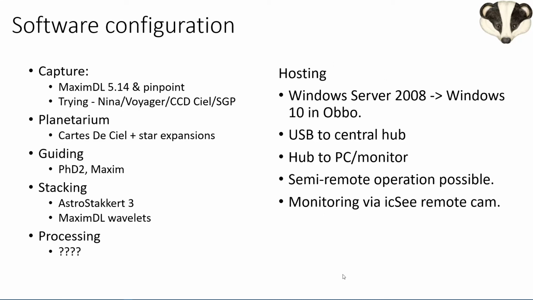Okay, and this is how I use it. I have Maxim and Cartes du Ciel as my planetarium, and I use PHD2 as my guider. Stacking is irrelevant because it's Voyager. Processing is irrelevant because Voyager doesn't do any processing whatsoever. And all my monitoring devices are pretty much Alpaca nowadays. So in other words, if you want ASCOM, it does it, and it doesn't even care that it's Alpaca, because ASCOM should be hiding that from it.